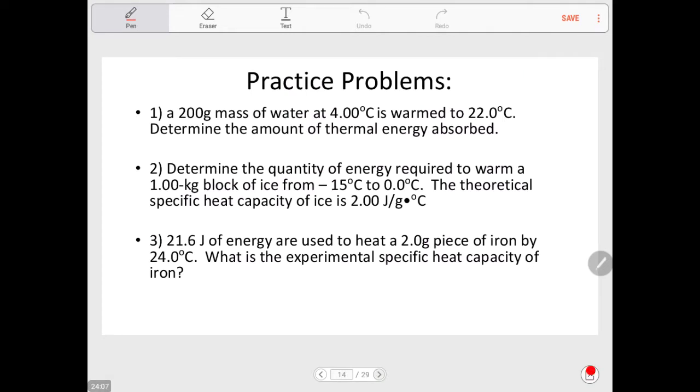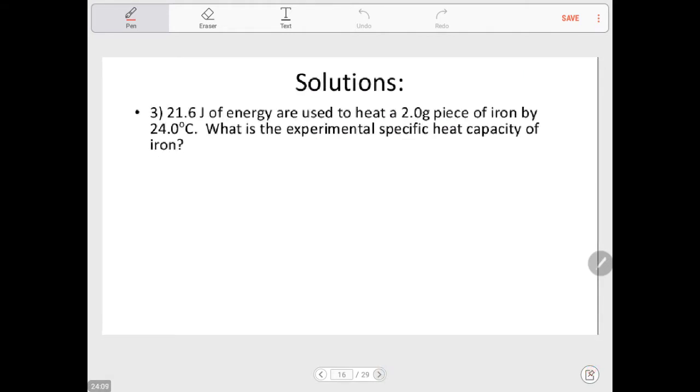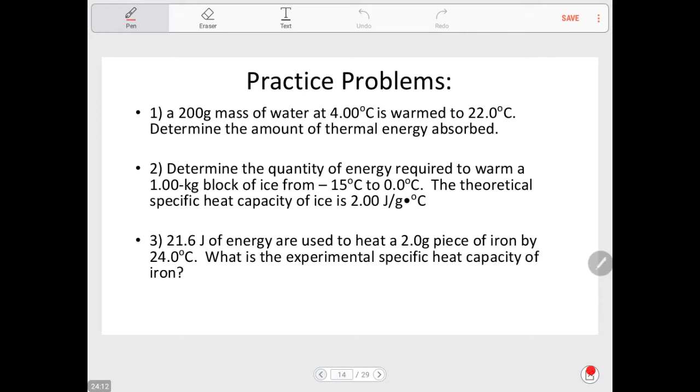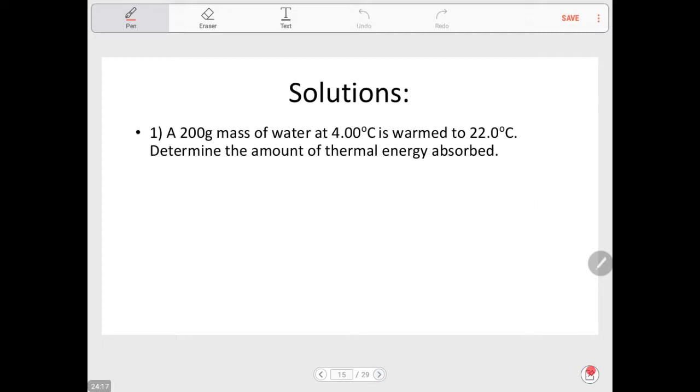Okay, now what I'm going to do is this really, really quick. I've given you some practice questions here, 1, 2, and 3, and I'll just answer them on the next few slides. So here we have 200 grams of water at 4 degrees Celsius. It's warmed to 22 degrees Celsius. So again, you're probably finding this repetitive. Q equals mc delta T. Number 2, they want the amount of thermal energy, and it's absorbed. That means it's taken energy in. That also means we should go up in temperature, right?